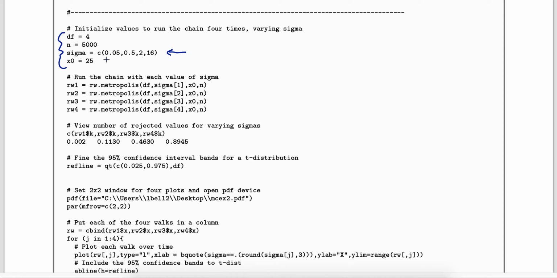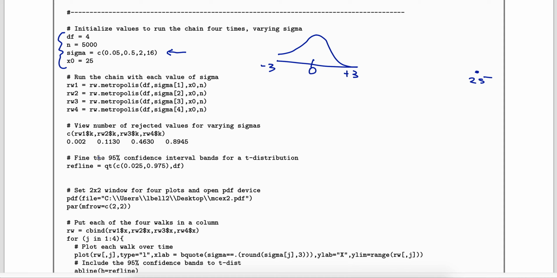So if you remember, we're generating from a T distribution with 4 degrees of freedom. That looks like this. It's centered at 0. It actually doesn't go that far out here. This is kind of our plus or minus 3-ish region, depending on degrees of freedom. So our initial position is going to be way out here at 25. Let's just see what happens. So I'm going to call these random walk 1 through 4, and I'm going to run it with exactly the same starting positions and everything. The only thing that changes are my 4 different standard deviations.